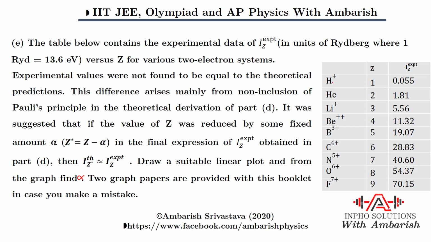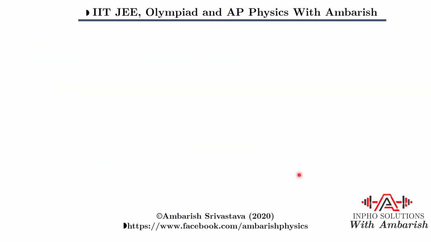So this is the table given, H plus Z is given, and then the experimental value of IZ is given, HE also, and like that we are given all the way for Z equal to 1 to 9 the experimental values. Okay, fine. So let me take the pointer. Now let's see how we can go about finding alpha.